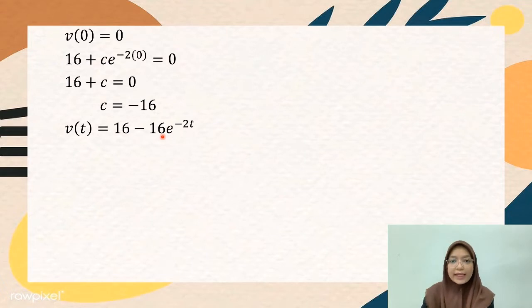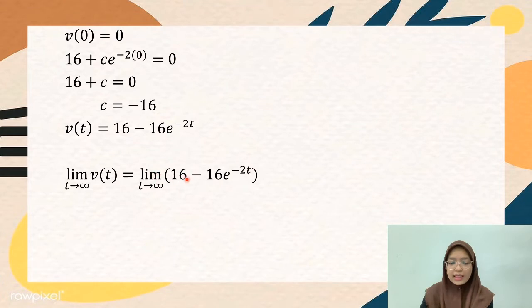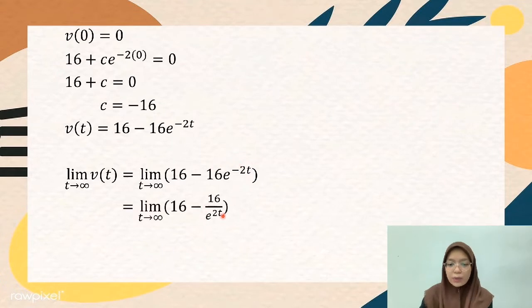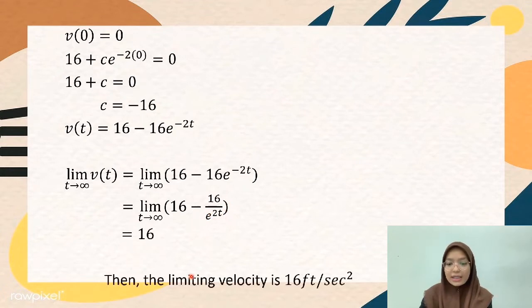If we want to find the limiting velocity, we need to find the limit of this function as t approaches infinity. So we can write it as the limit of 16 minus 16 times e to the power of negative 2t as t approaches infinity. The second term here, we write as a fraction, and it approaches 0 because the denominator is increasing without bound. So the answer is 16. Then the limiting velocity is 16 feet per second. That's all for me. I hope you can understand my explanation.